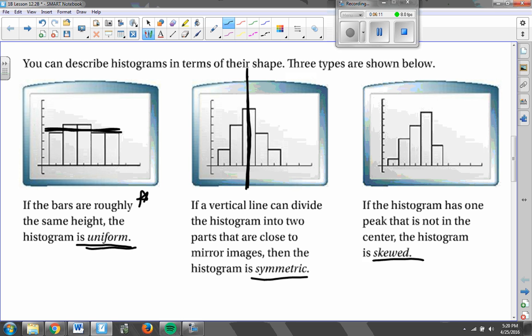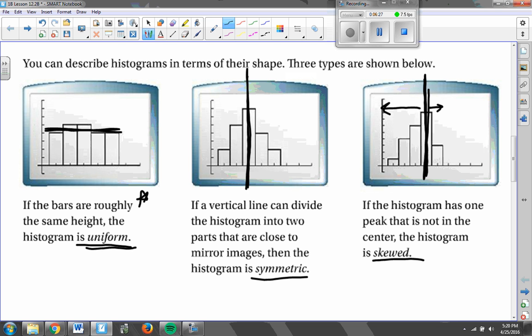And then if the histogram has a very high point, but that's not in the center, then that histogram is called skewed. So obviously here's our high point, but there's much more stuff to the left than there is just a little bit to the right. So more to the left than there is to the right. That's called skewed. It's kind of off center.